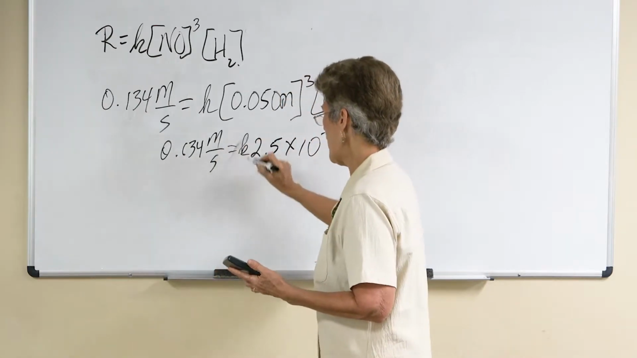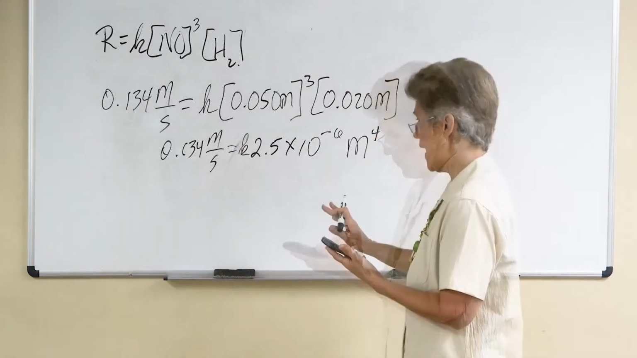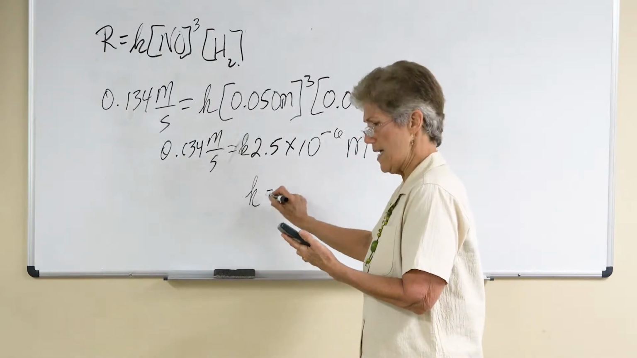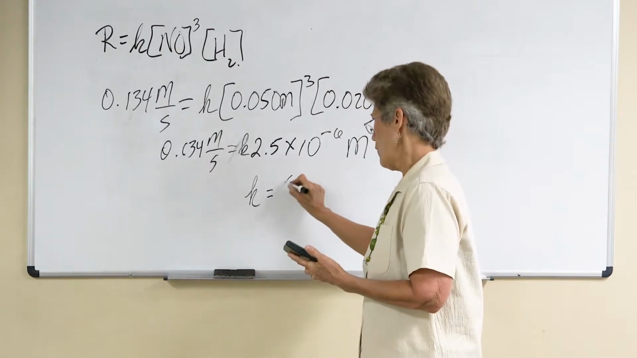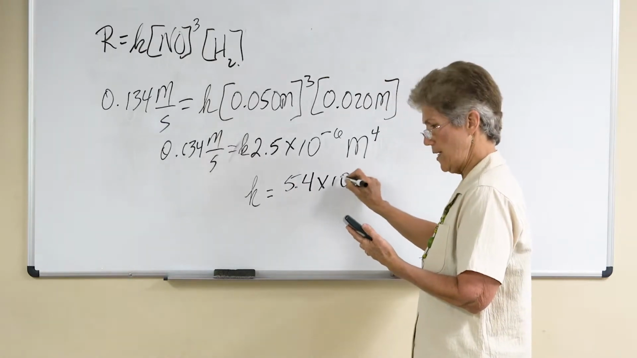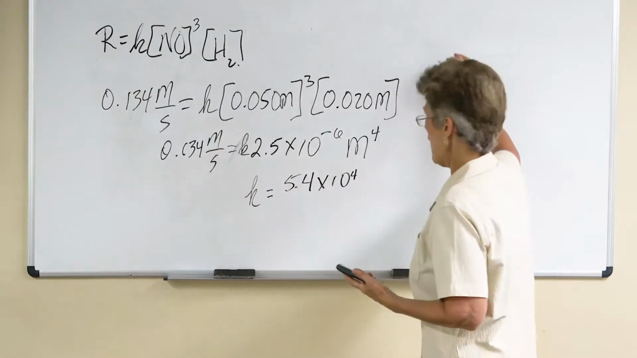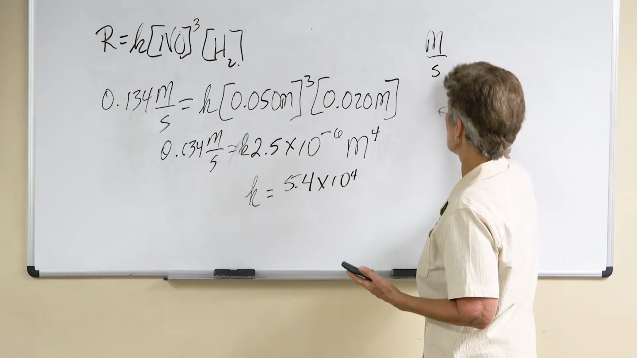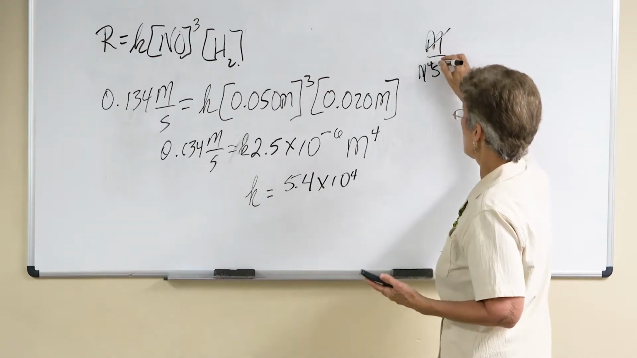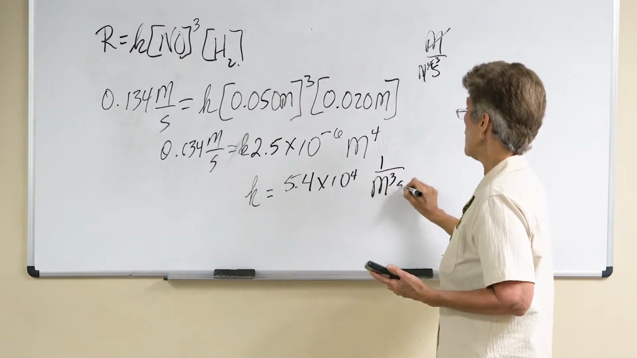And we're looking for K, so we're going to swing this over here and divide this number by this number. And that's going to give me, in 2 significant figures, K equals 5.4 times 10 to the 4th. Now, what do we have here? We have molar per second divided by molar to the 4th. So that'll cancel, and we're left with 3. So this will be 1 over molar cubed seconds.